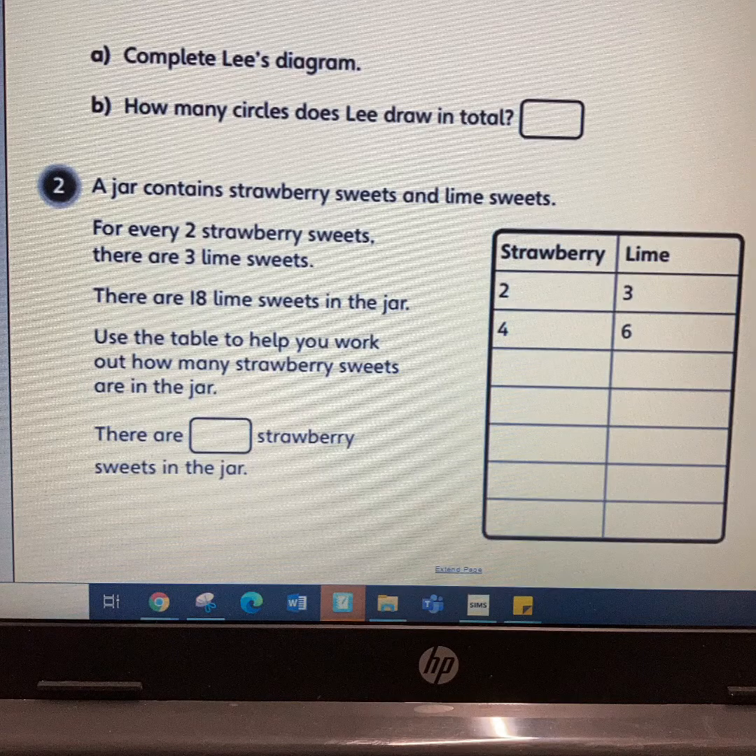Number 2, a jar contains strawberry sweets and lime sweets. For every 2 strawberry sweets, there are 3 lime sweets. There are 18 lime sweets in the jar. Can you work out how many strawberry sweets there are? Now, you can use this table. However, you don't have to. If you would rather use the method that we've been doing, that is absolutely fine. Okay, so can you work out if there was 18 lime sweets, how many strawberry sweets?